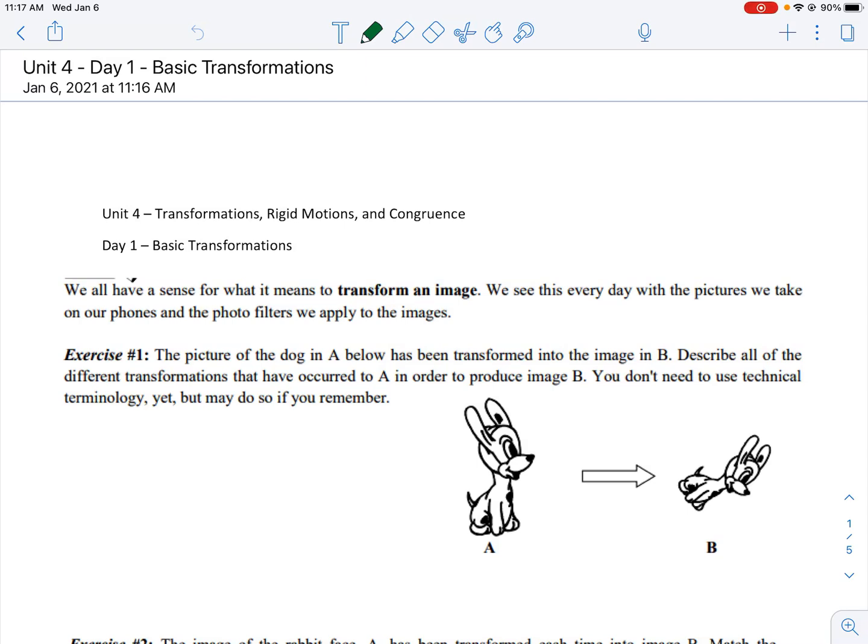Hello everyone, this is Unit 4. Alright, we're starting a whole new unit. We're going to be talking about transformations, rigid motions, and congruence.